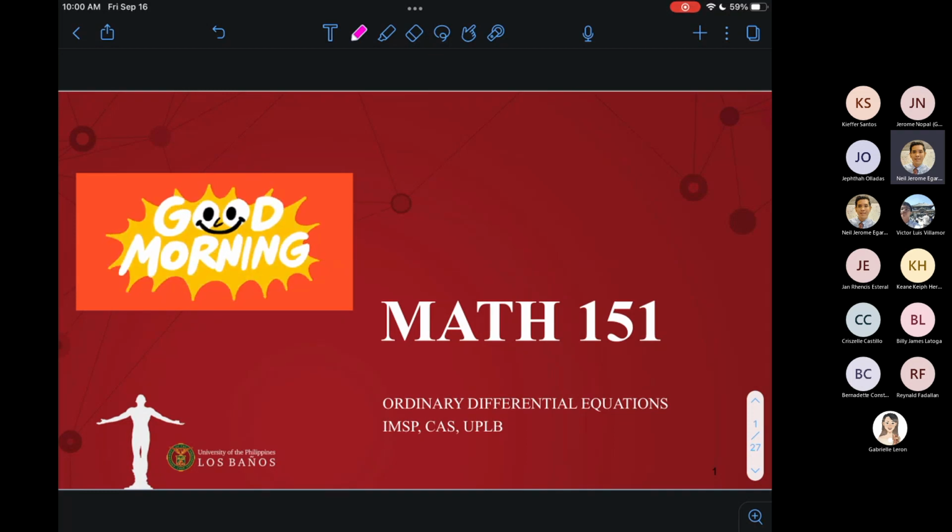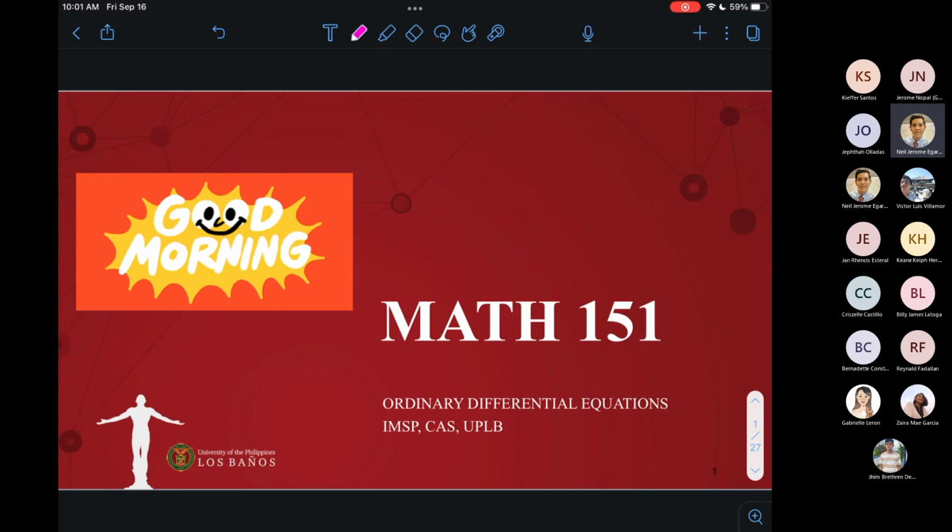So today we'll continue our discussion about Math 151. But just a quick recap, last meeting, we just took a look at the different classifications of ordinary differential equations. Ano yung ibig sabihin ng order ng isang differential equation? Kailan homogeneous isang ordinary differential equation? Kailan siya linear, right? And what do we mean by a solution to an ordinary differential equation?